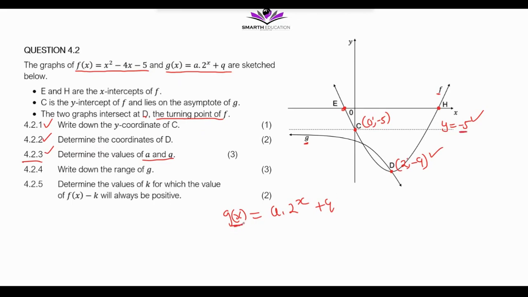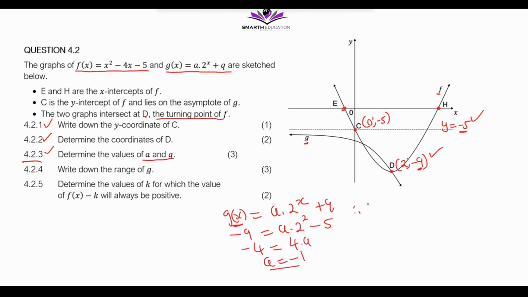Then here we're going to put -9, the y coordinate of d, and then x we're going to put 2 from the x coordinate of d. So we have -9 is equal to a times 2 to the power 2 minus 5. We can add 5 to both sides of the equation. It becomes -4 is equal to 4a, because 2 squared is 4. Then divide by 4 on both sides of the equation. a is equal to -1.